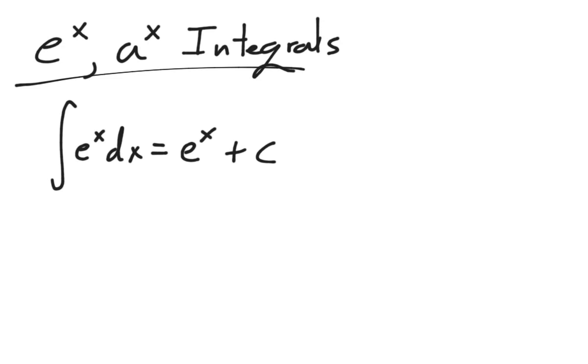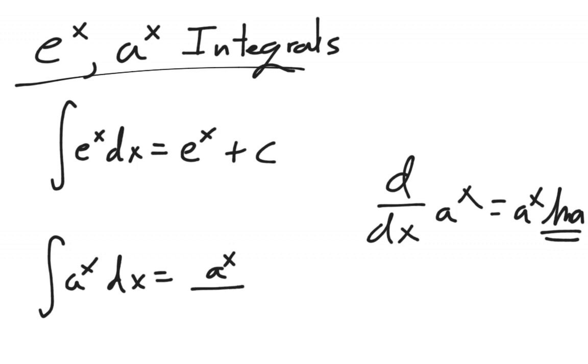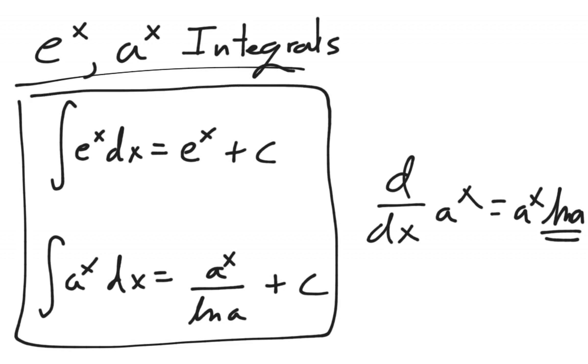And then remember that the derivative of a to the x is similar: it's a to the x, then we have the natural log of a come out with multiplication. When we integrate, because we're going backwards, the integral of a to the x dx is going to be a to the x, but instead of multiplying by the natural log of a, we divide by the natural log of a. And so the integral of a to the x dx is a to the x divided by natural log of a, plus c.